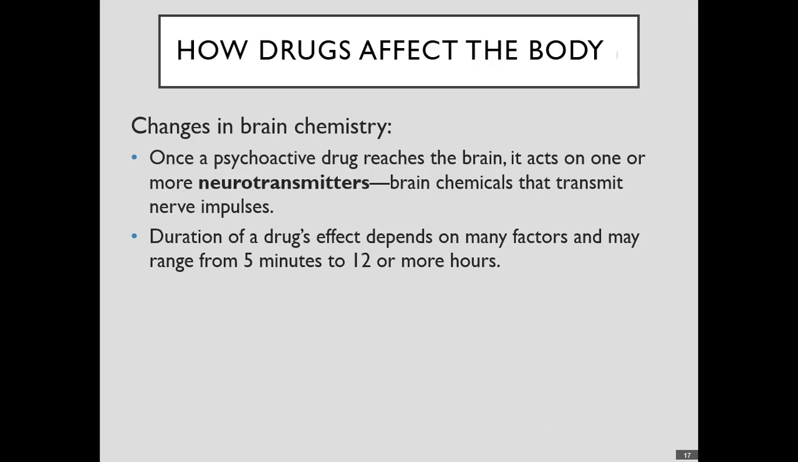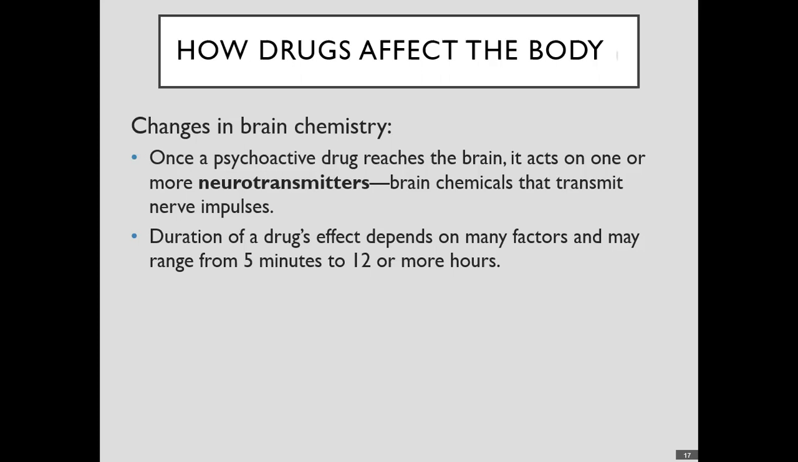So drugs affect the body in many different ways. First, changes in brain chemistry. The more quickly a drug reaches the brain, the more likely the user is to become dependent on the drug. And when a psychoactive drug reaches the brain, it affects neurotransmitters by increasing or decreasing their concentration and actions. For example, cocaine affects dopamine, which is a neurotransmitter that plays a key role in the process of reinforcement.